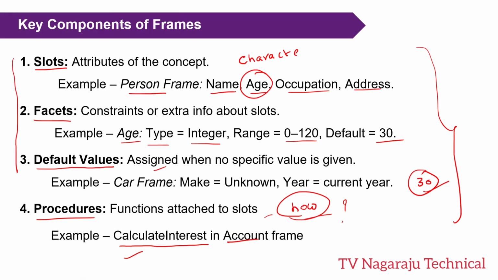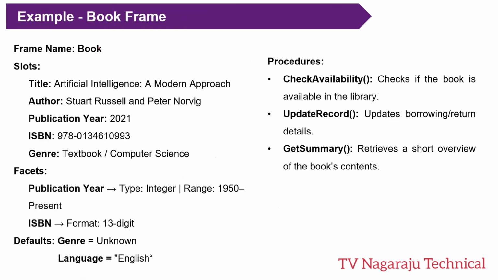Now I will explain with one example. The example frame is book. The name is book. What are the slots, that is attributes or characteristics? Title, author, publication year, ISBN, genre. These are some characteristics of the book. What are the facets? Facets mean additional constraints. For example, the publication year must be an integer, starting from 1950 to the current year only. For the ISBN, the format is only 13 digits.